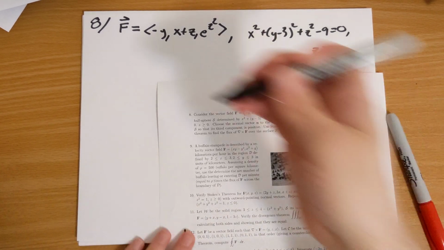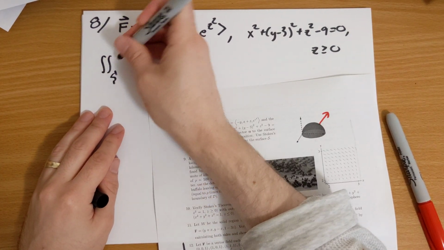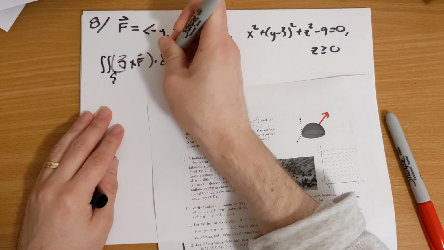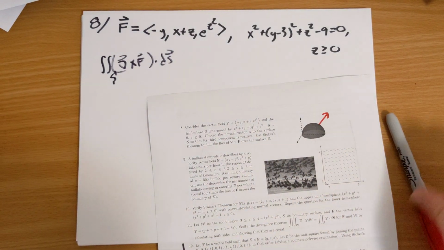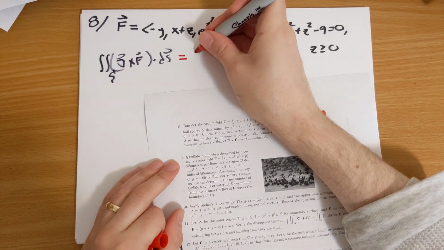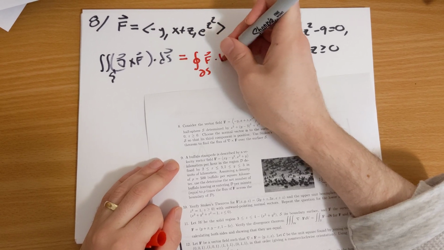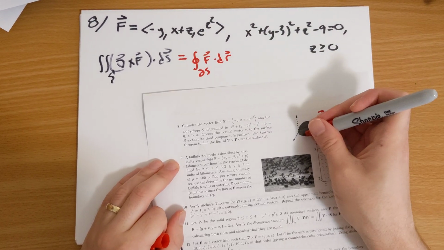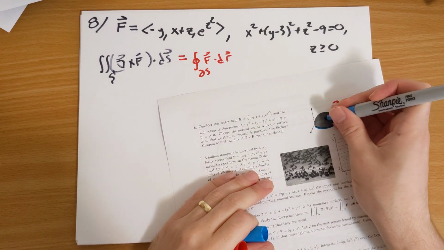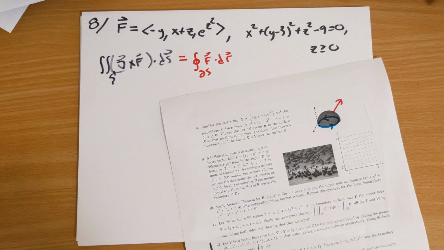So we should know Stokes is going to say here the double integral over S of the curl of f dot dS is going to equal the integral around the boundary of S of f dot dr. And so where is the boundary? That's the boundary right there, oriented as usual counterclockwise.